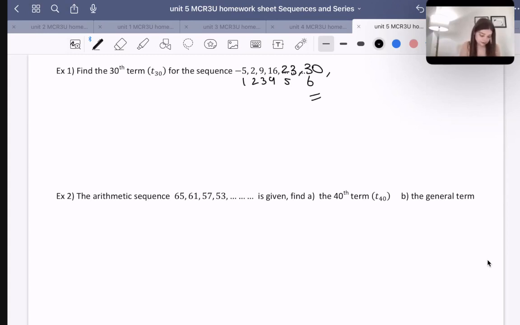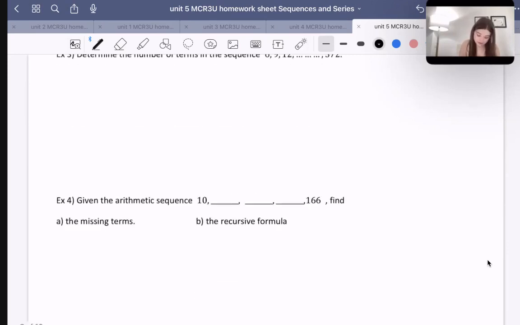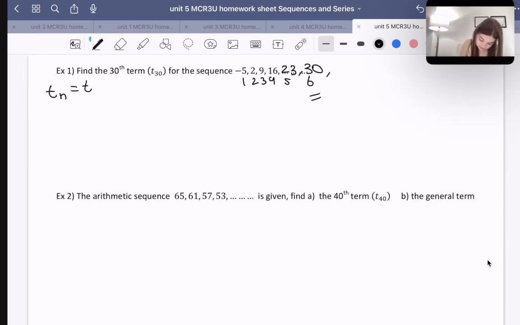Okay, so the formula to find the nth term of an arithmetic sequence is tn, whatever the nth term is that we're looking for, is going to be equal to the first term, t1, plus n minus 1 times d. And I'm going to define these terms. So t of n is the nth term in the sequence.